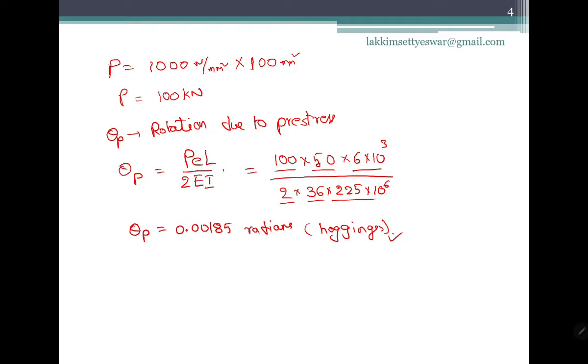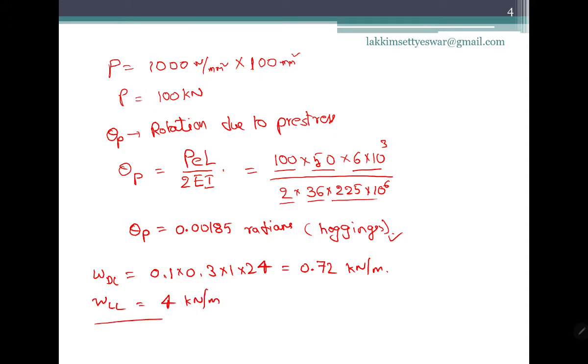So let's calculate total weight or total transverse load acting on the beam. So the loads are dead load and live load. First we'll calculate the dead load. So dead load is equal to volume into density. Volume means cross sectional area into length. So 0.1 into 0.3 into 1 into 24, that is equal to 0.72 kilonewton per meter, and the live load is equal to 4 kilonewton per meter. The total load W is equal to 4.72 kilonewton per meter.